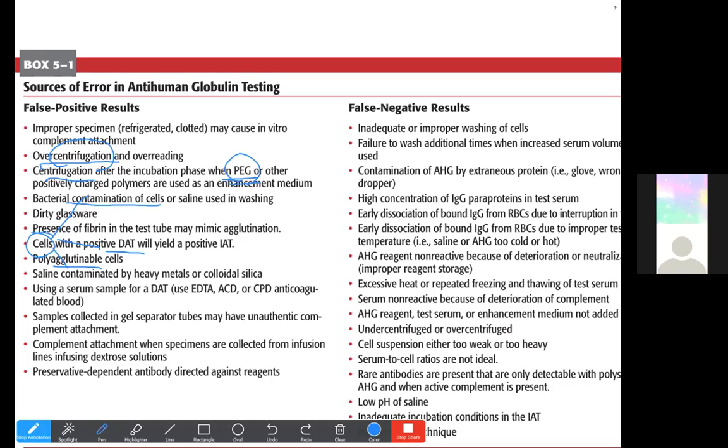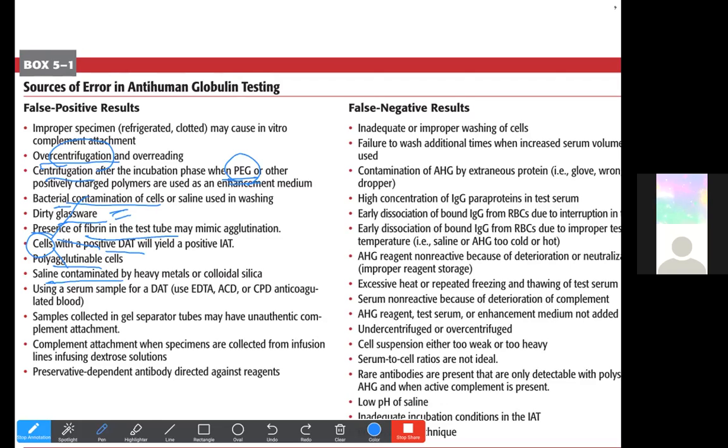And then also the glassware that we are using. If the glassware is dirty, it may cause turbidity, but also the cells which are polyagglutinable, and bacterial contamination of cells, may also cause turbidity. Turbidity may also be because of the presence of fibrin in the test tube. This may also mimic agglutination. And saline may also be contaminated, which may cause turbidity.